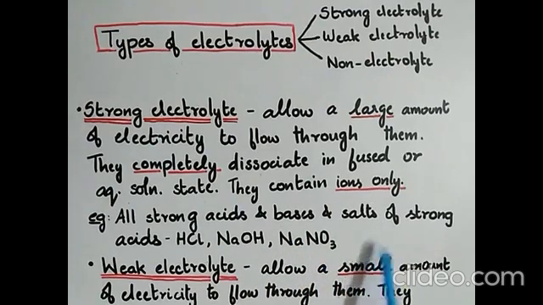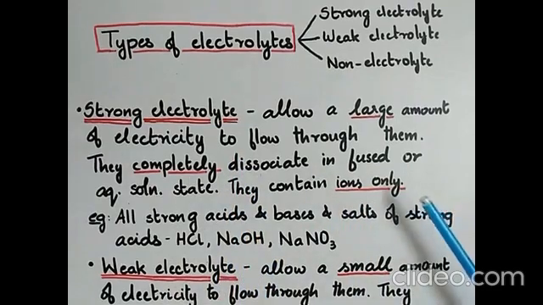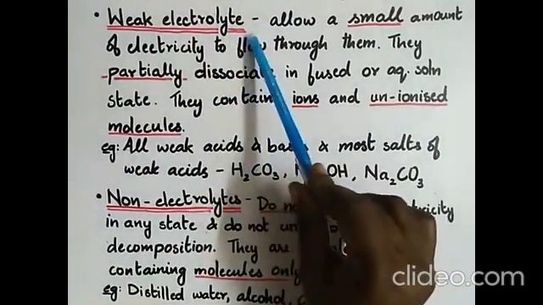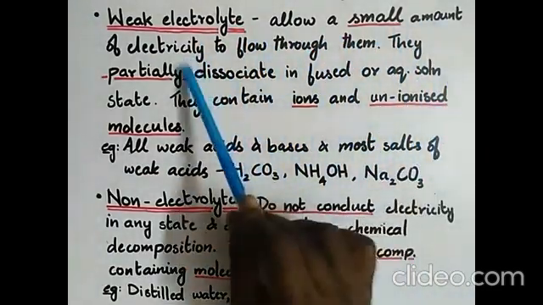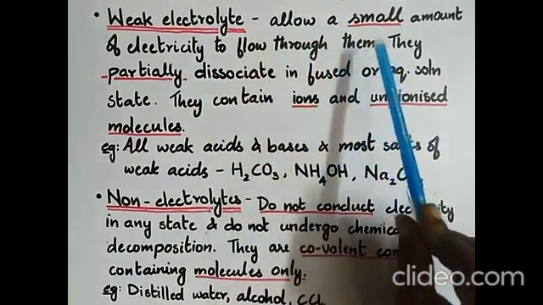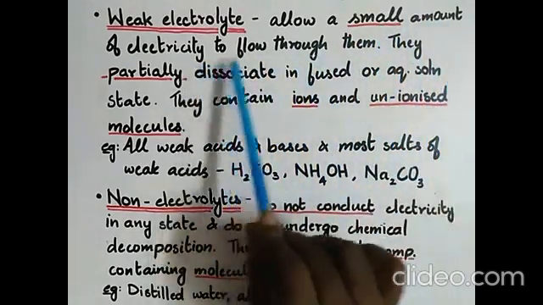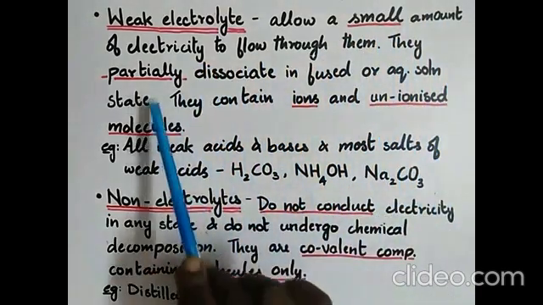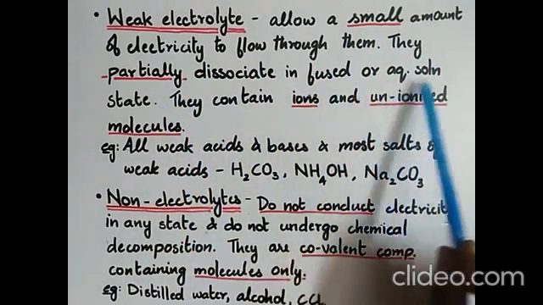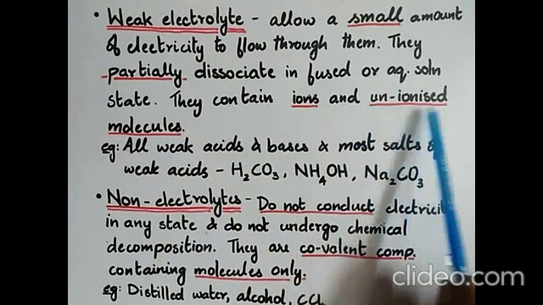You have to learn all the examples. So all strong acids, strong bases and salts of strong acids are examples for strong electrolytes. Weak electrolytes allow a small amount of electricity to flow through them. Unlike strong electrolytes, where a large amount of electricity flows through them, here only a small amount of electricity flows through them. They partially dissociate in fused or aqueous solution state, and they contain ions and unionized molecules.